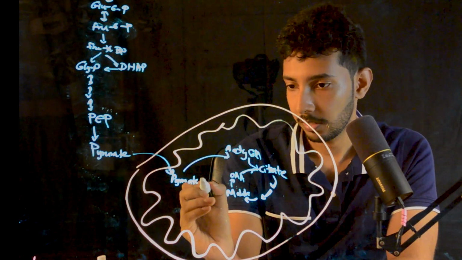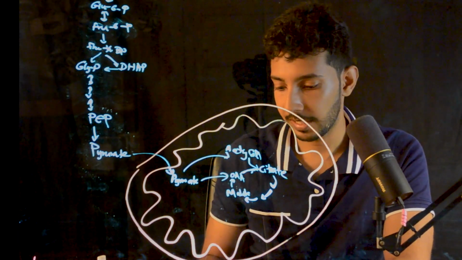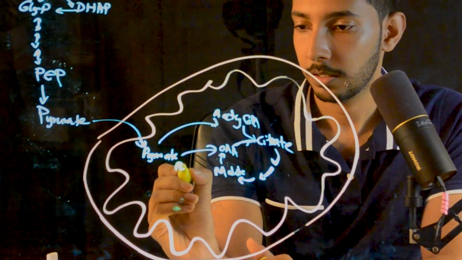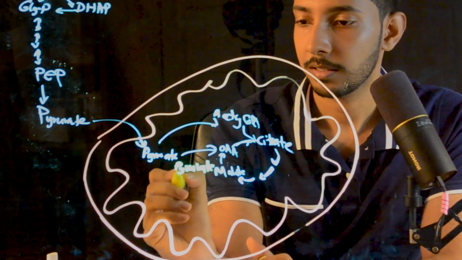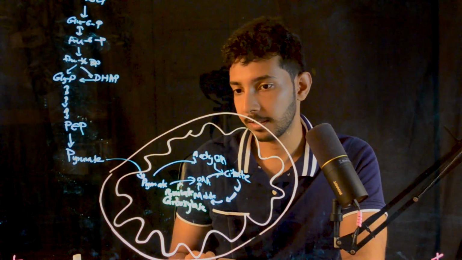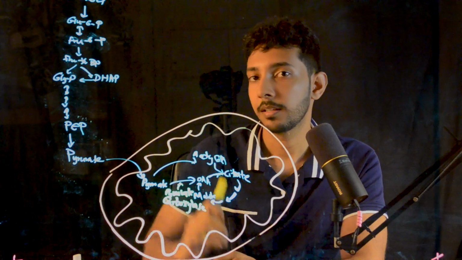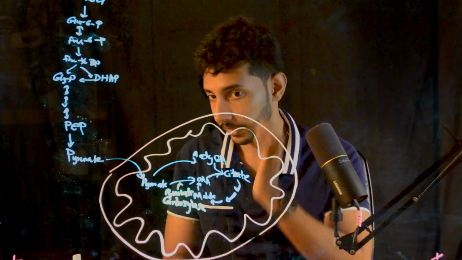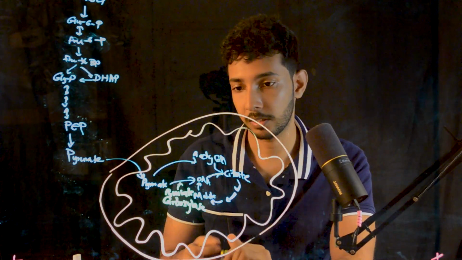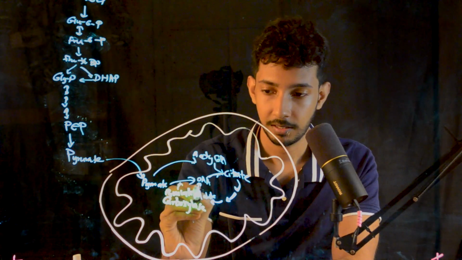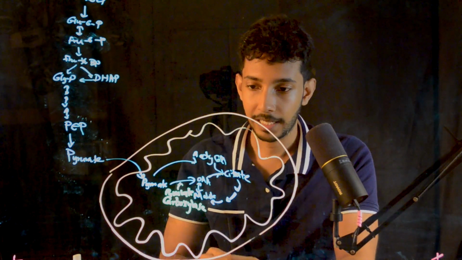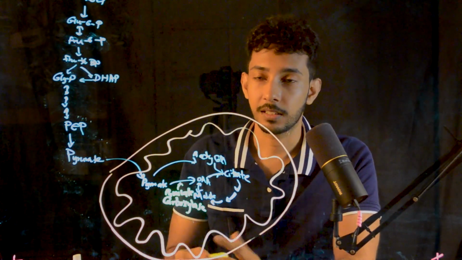The pyruvate gets converted to oxaloacetate, and this reaction is catalyzed by an enzyme called pyruvate carboxylase. And the oxaloacetate then has to go here and convert back into phosphoenol pyruvate. But the issue is oxaloacetate can't easily cross the mitochondrial membrane. So for this, it goes through something called a malate shunt. Basically it gets converted back into malate, because this reaction here is a reversible one.